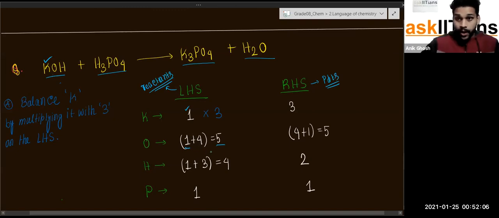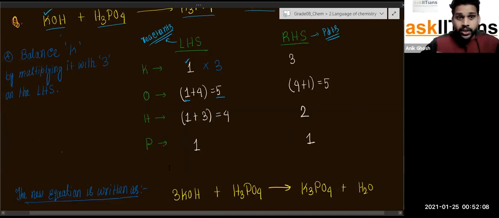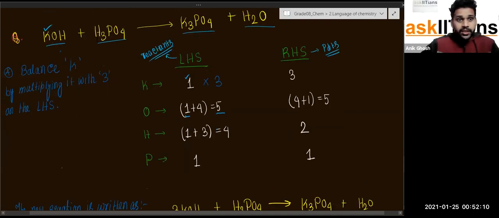Got my point? Now after that, you can go to the hydrogen part. How many hydrogens are there on the left side? You can see 3 hydrogens for phosphoric acid and 1 hydrogen for KOH, so a total of 4 hydrogens. So I'm writing like that: for KOH 1, for phosphoric acid 3, total 4, and phosphorus is just 1. This was the setup of the reactants.